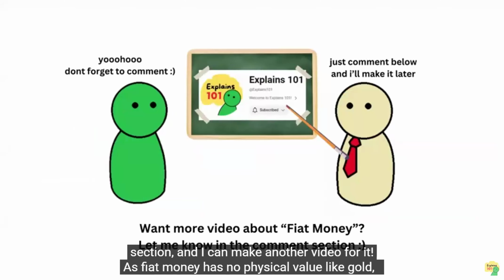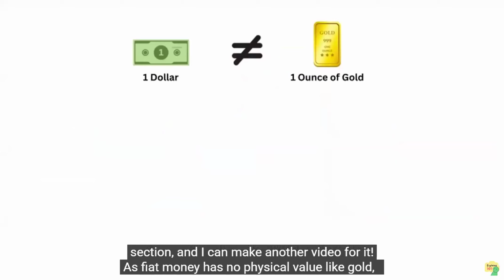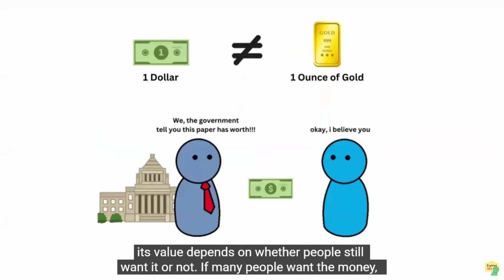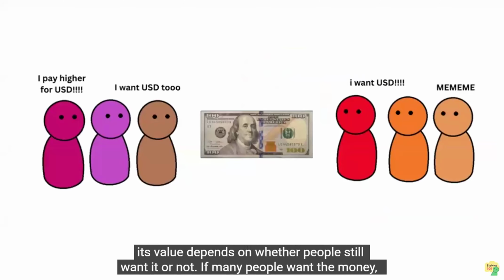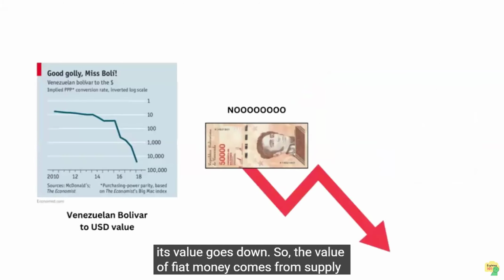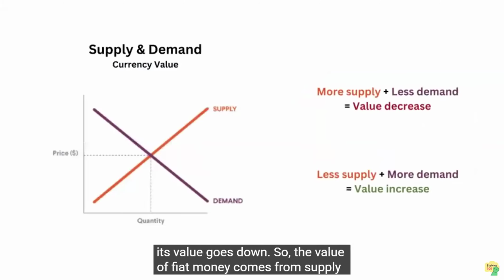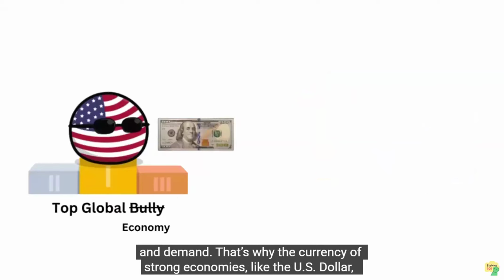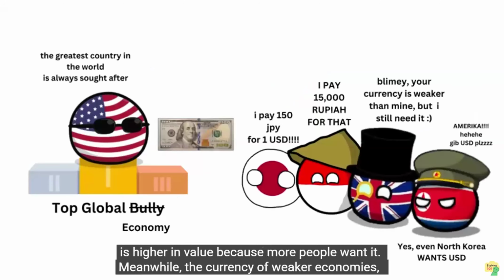As fiat money has no physical value like gold, its value depends on whether people still want it or not. If many people want the money, they will compete to get it, making the value of the money go up. But if nobody wants the money, its value goes down. So, the value of fiat money comes from supply and demand. That's why the currency of strong economies like the US dollar is higher in value, because more people want it.